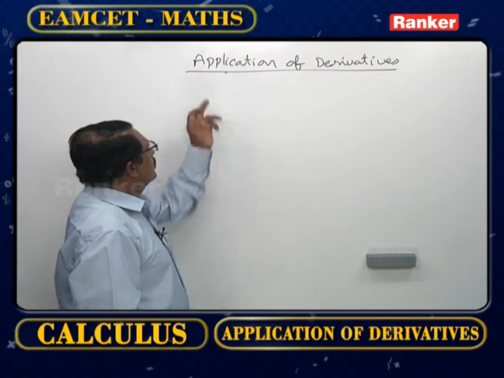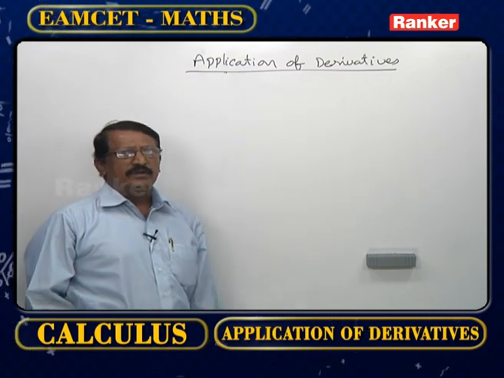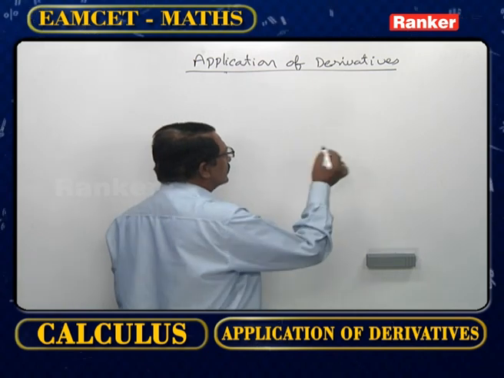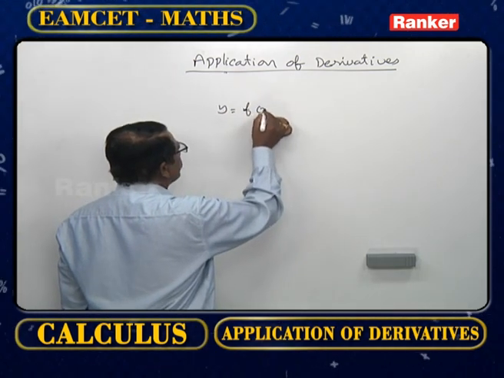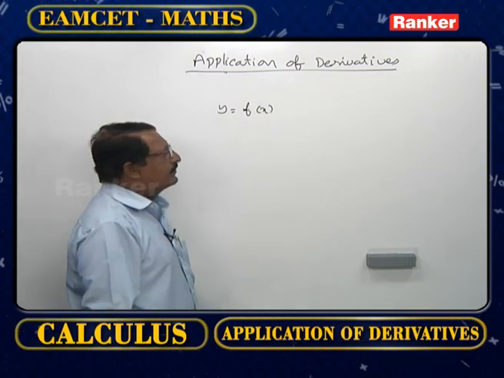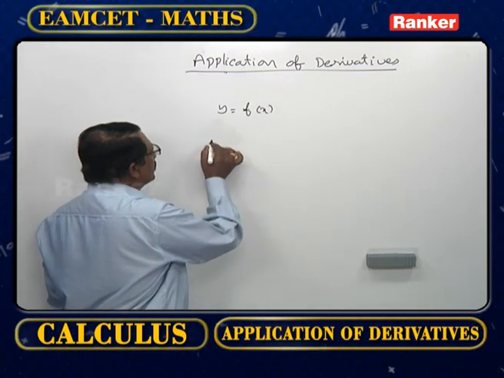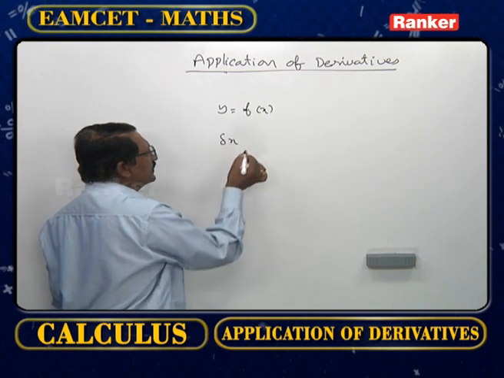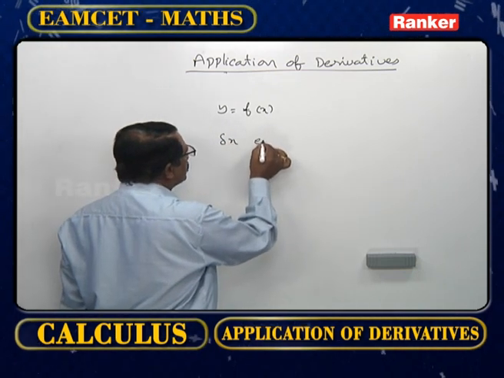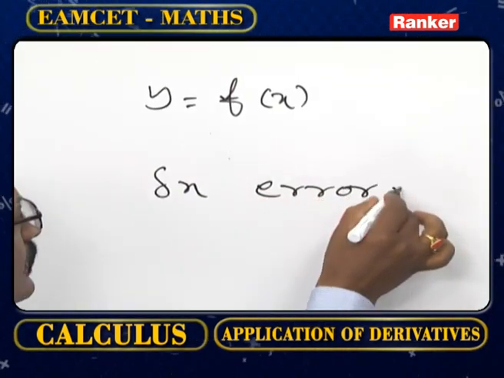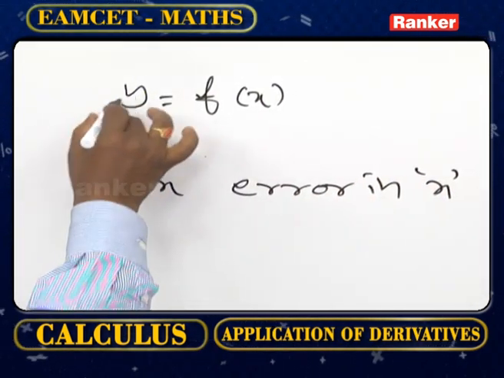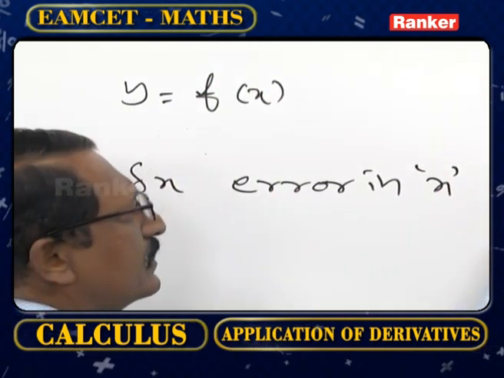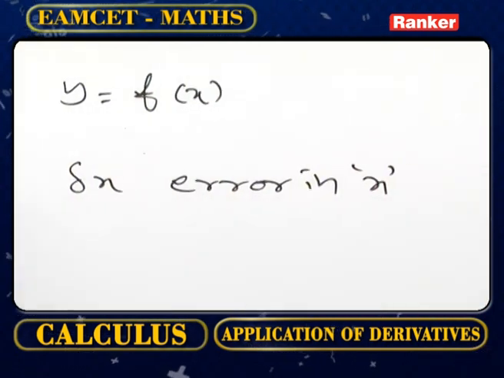We discuss the topic application of derivatives. Now in that, suppose y equals f of x is a function. Now delta x is the error in x. The corresponding error in y is delta y.